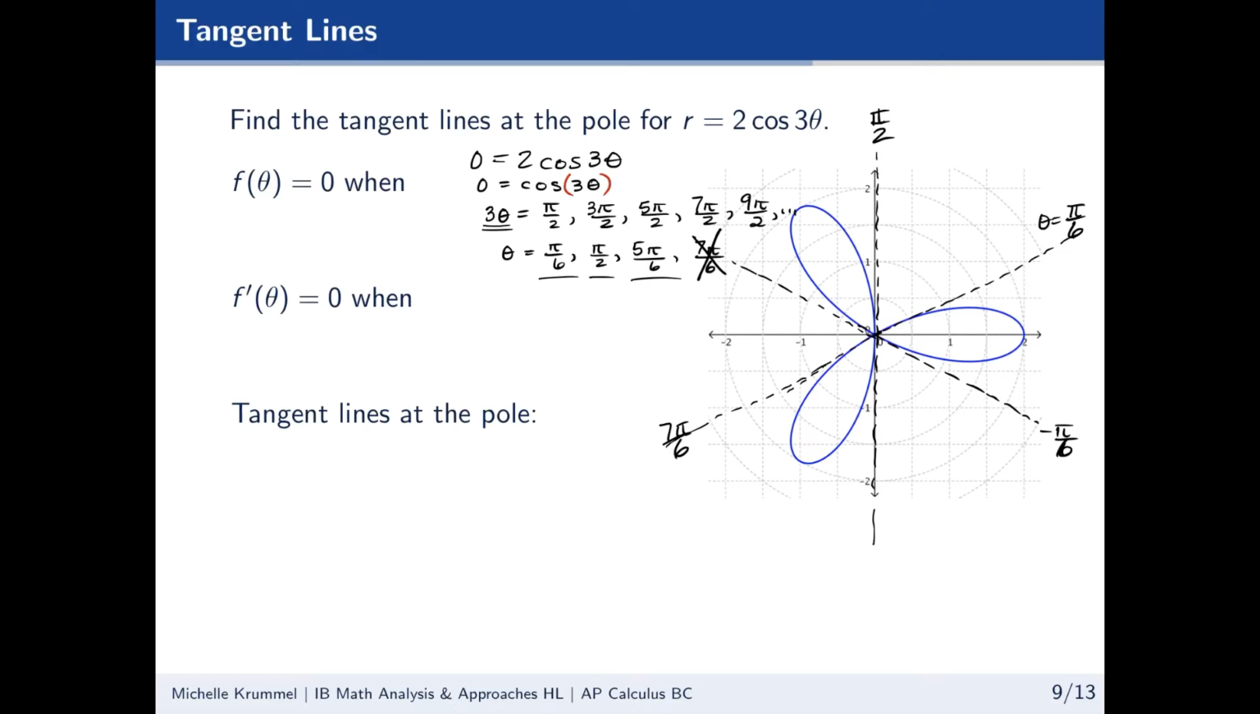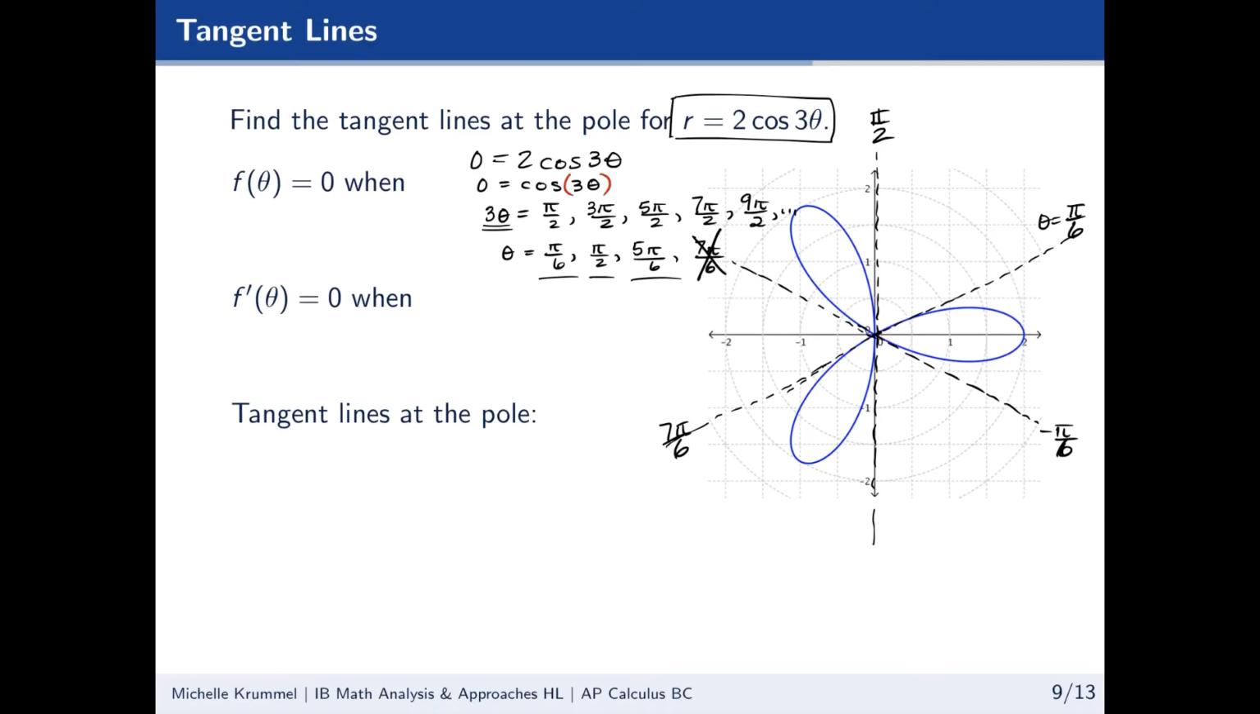So there's a couple ways we can do that. We can substitute each one of these angles into the derivative equation, or we can just find the derivative, set it equal to 0, and solve and make sure we don't have any overlapping solutions. So f prime of theta, that's the same as r prime of theta, would just be, we have to take the derivative of this equation right here with respect to theta, dr d theta.